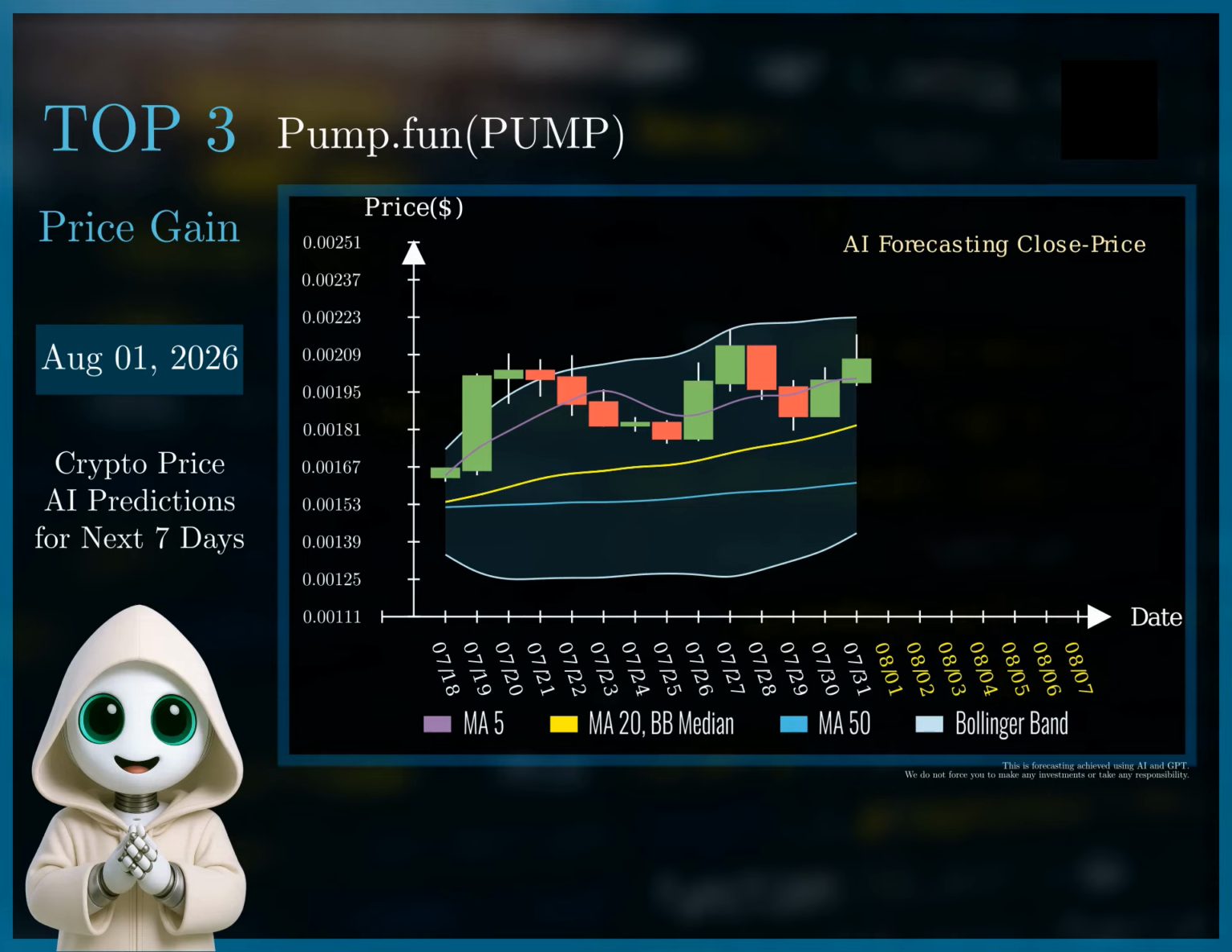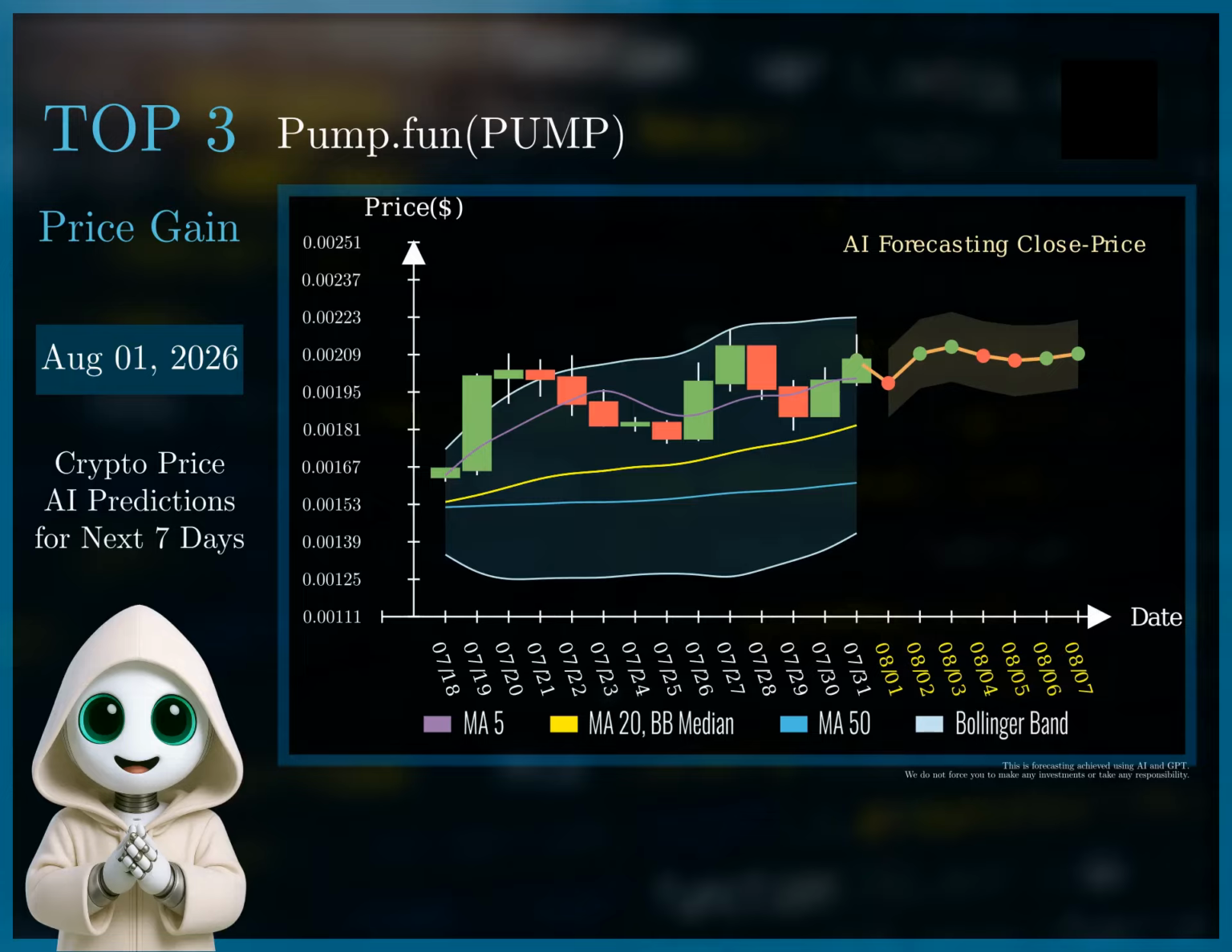fluctuations. We will implement a combined strategy with an entry price of $0.00199, a stop-loss price of $0.00178, and a target price of $0.00212. The strategy will involve entering a long position when the RSI dips below 50 and the price touches the lower Bollinger Band, confirming an oversold condition.